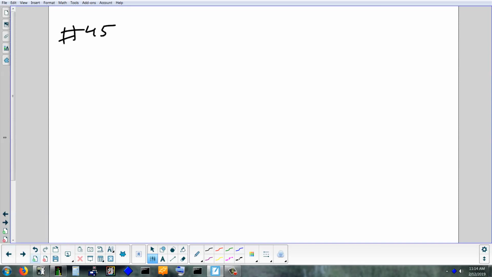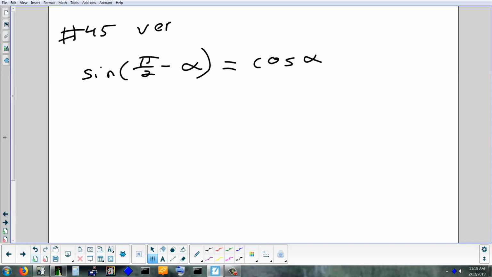So it's sine of pi over 2 minus alpha. And since it's a verify, they're telling you what it's supposed to be. So when we're done, that's the goal. When you do a verify, you always start with which side? Yep, always start with the more complicated side and try to simplify it to the other side. So, look at the left-hand side.